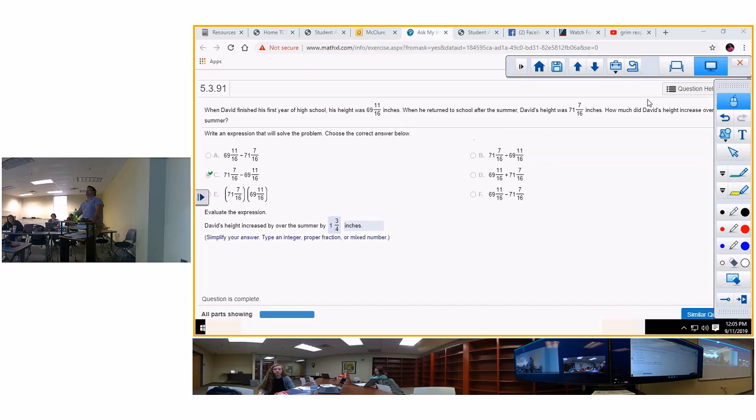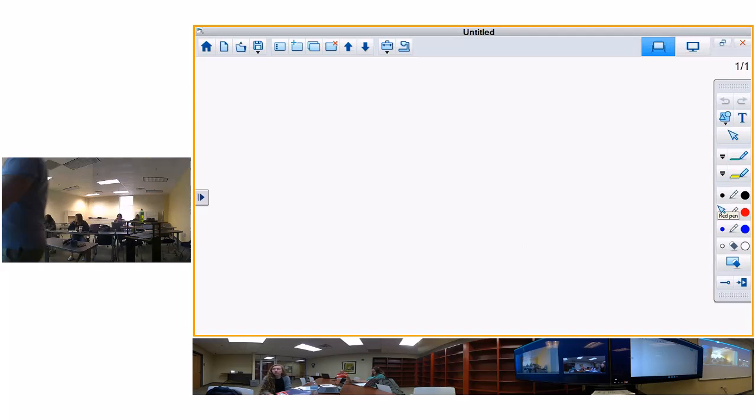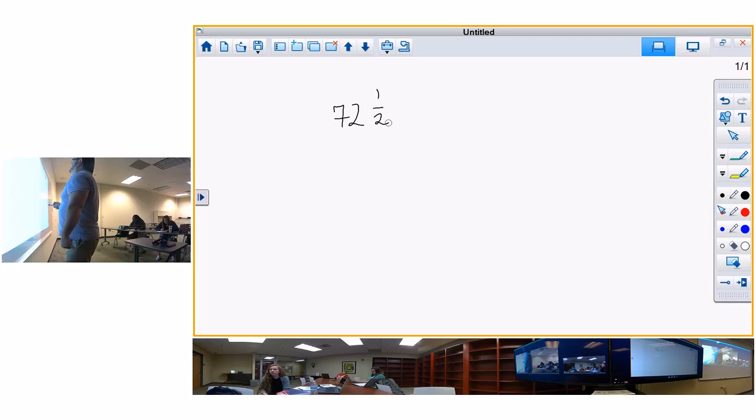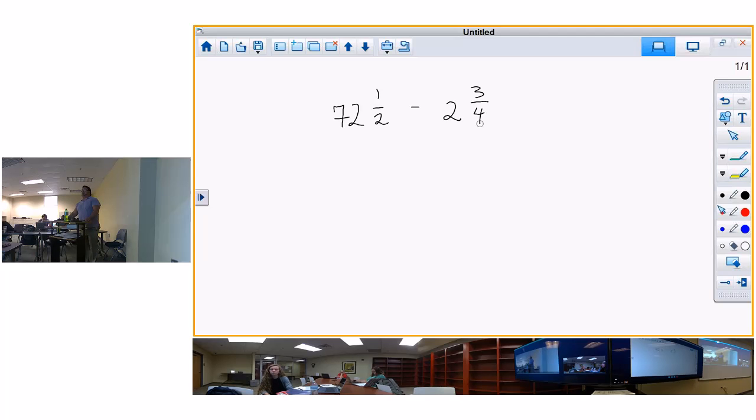But what if you have different denominators? Go ask a question. 72 and 1/2 inches minus 2 and 3/4 inches. Now, first of all, you can't subtract 3 from 1. But first, you got to get a common denominator. What is the common denominator of 2 and 4?